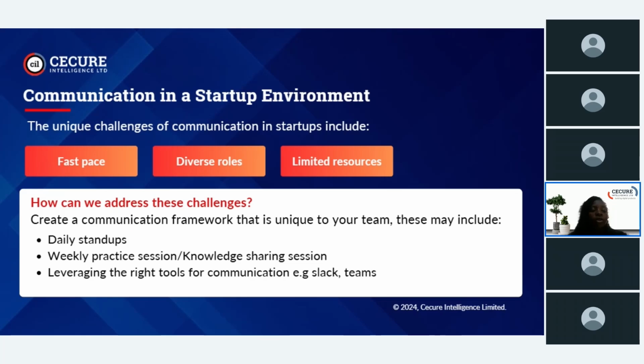People get to actually have a good sync on what they are working on. The weekly practice session is actually more detailed than that of the daily stand-up. This is where you get to give updates on what you're working on, and you also share your blockers on your current task.